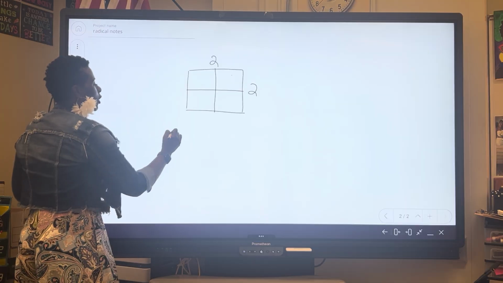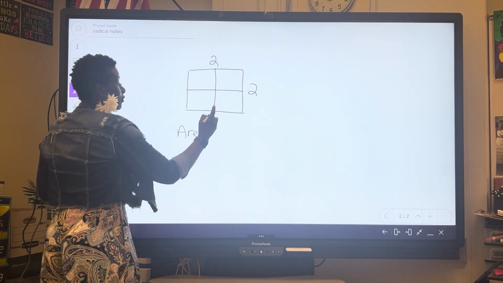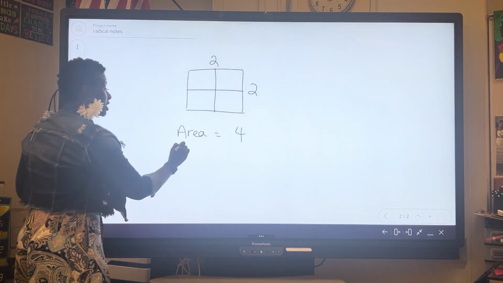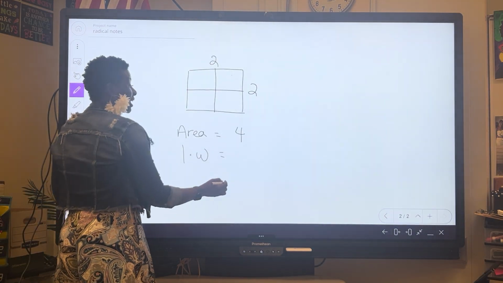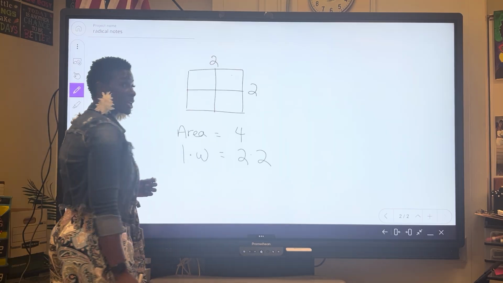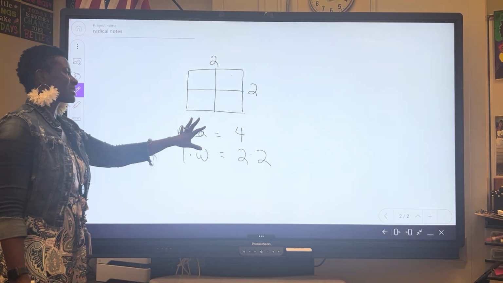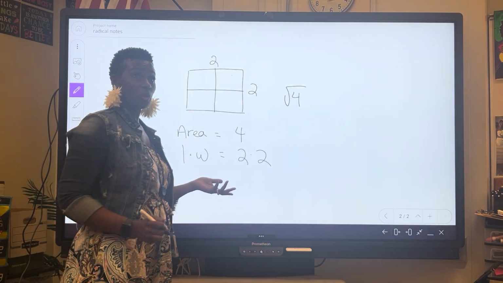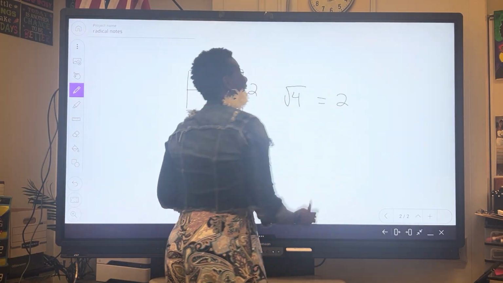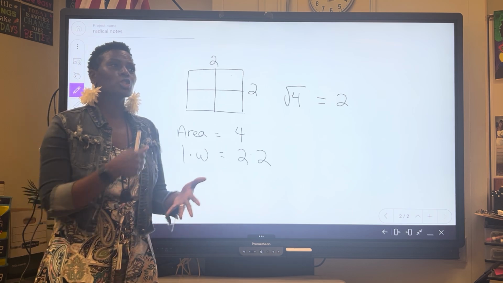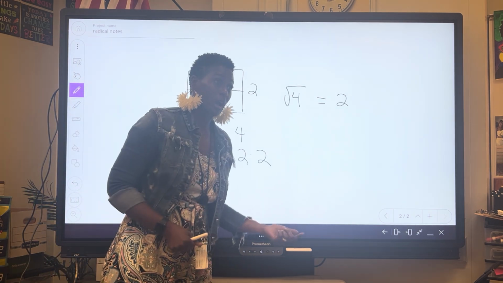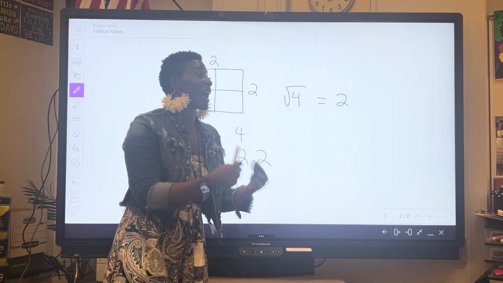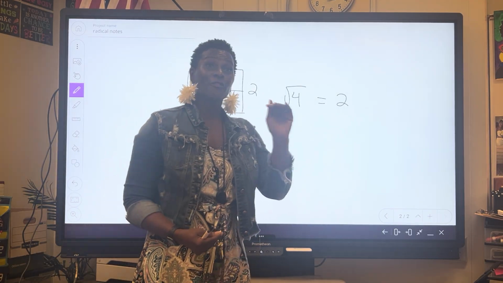So 2 units by 2 units is going to give me how many squares? 4. So the area of this figure would be 4. But how did we get 4? Because we did length times what? Width. And length times width is 2 times what? 2. That is the same thing as saying, what is the square root of 4? It's 2. But why is the square root of 4 2? Because 2 times 2 is 4. Are y'all following me? Square roots are numbers that when you multiply them by themselves, they give you the product.